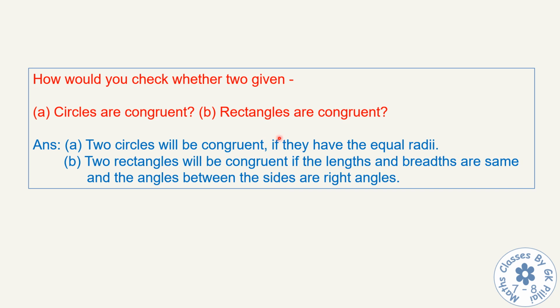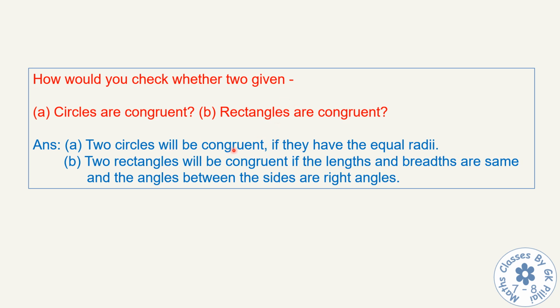Now, in this video itself, I am giving one or two basic questions. But almost all the textbook questions and extra practice questions will be dealt in my future videos. In the next video itself, I'll be working out the textbook questions and the answers to textbook questions. Here, how would you check whether two given circles are congruent and rectangles are congruent? This is a textbook question only.